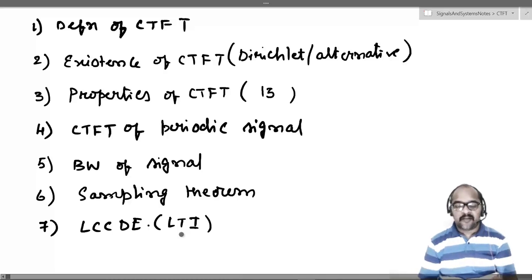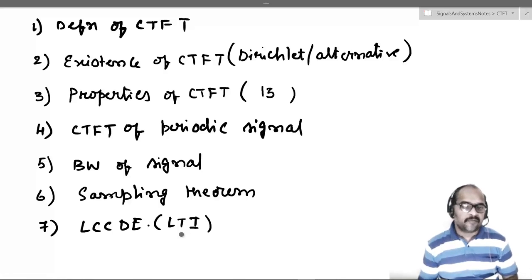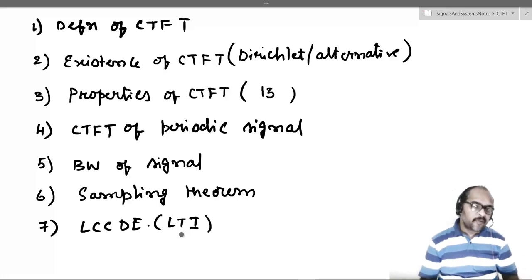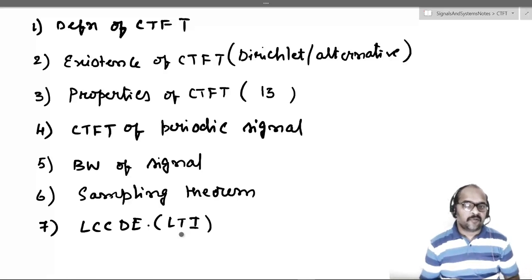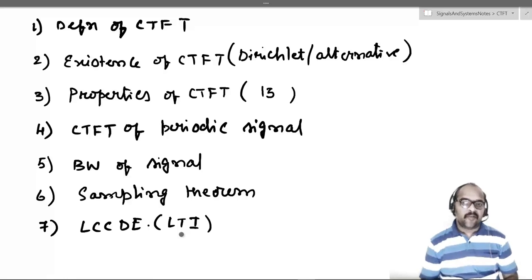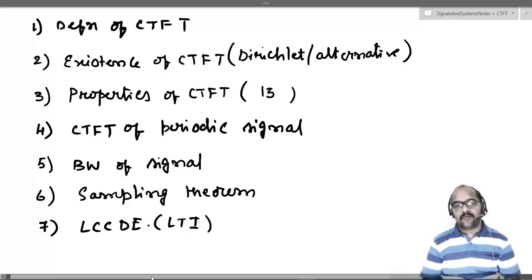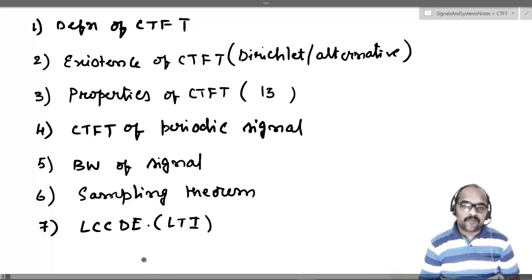We have seen simple examples from that. Given a differential equation, how do you get the impulse response? Given the impulse response, how do you get the differential equation? This happened through the frequency response of the system, and that's the reason why we had to bring in LCCDE in the Fourier transform chapter. With that we are done with the fourth chapter.